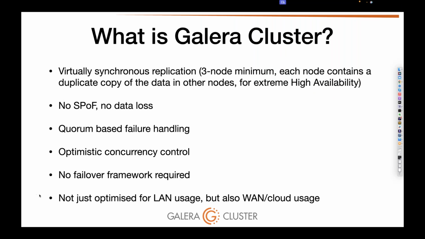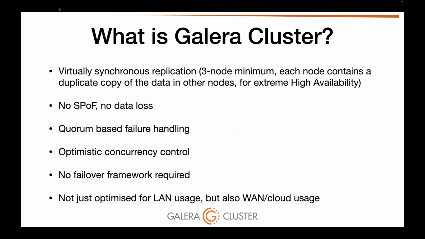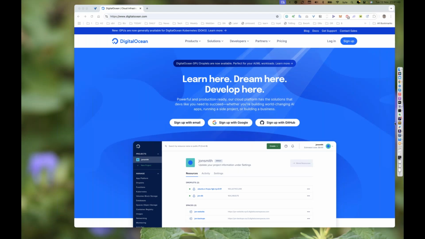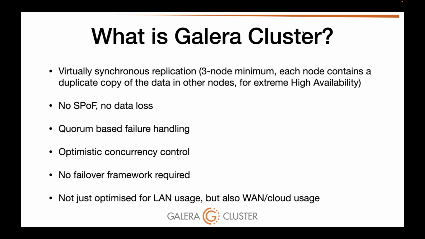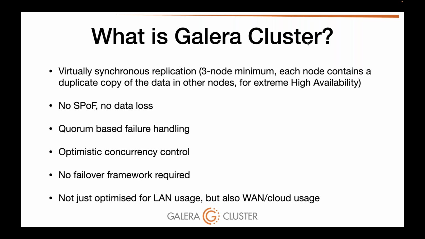So, what is Galera Cluster realistically? Oh, GoToWebinar is being funky today. So, Galera Cluster is really virtually synchronous replication where you have a 3-node minimum. Basically, every node contains a duplicate copy of data in other nodes, so all nodes are equal, and you have pretty good high availability thanks to this. Minor technical difficulties clearly, but yes.